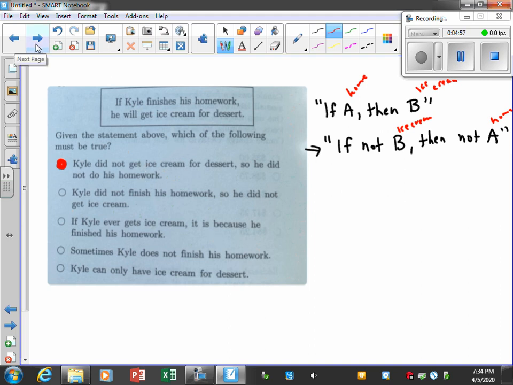And these other ones don't qualify for that, because this is not A, not B. And this one is Kyle never gets ice cream, so if he never is B, it means he's never A. If sometimes is not the if not B then not A, and Kyle can only have ice cream for dessert doesn't apply either. So you really got to zone in on this and find the one that fits this category.